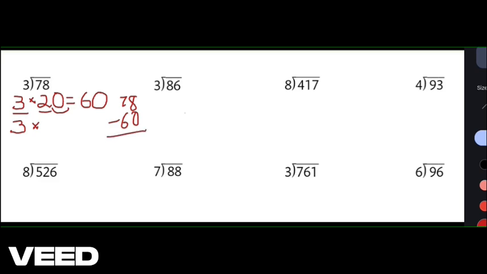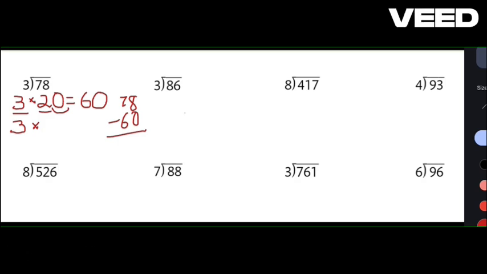Student 2, we're waiting. Well done, student 2. 8 minus 0 is 8, and 7 minus 6 is 1, which means 78 minus 60 is 18. So, it happens to be that 3 times 6 is 18.